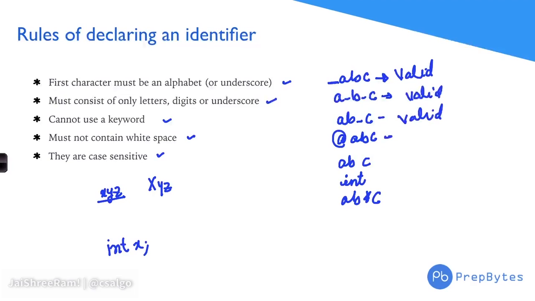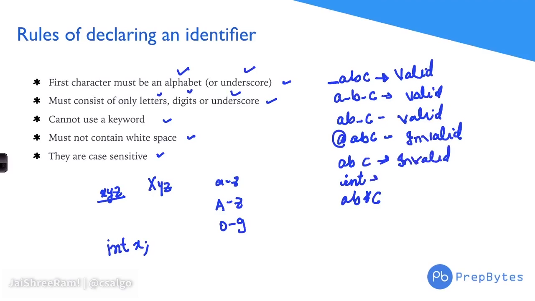Is this valid? No, this is not valid. First of all, it is not starting with an alphabet or underscore. Plus this @ is also not in the category of letters, digits or underscore. By letters we mean A to Z, small or capital, and by digits we mean 0 to 9, but that is not the case here. So this is invalid. Is this valid? No, again we have a white space in between, so this is invalid.